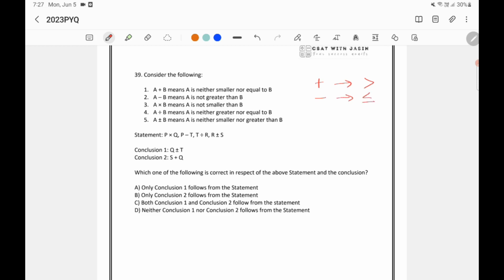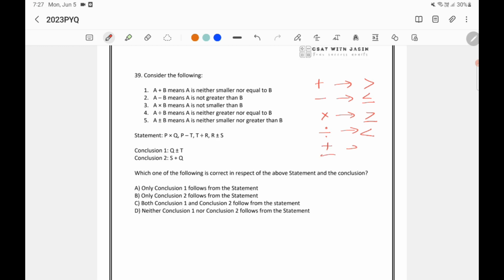Now A into B means A is not smaller than B, so it is greater than or equal to. Now A divided by B means A is neither greater nor equal to B. It's not greater or equal, so it could be less than. So divided means less than. Now A plus or minus B means A is neither smaller nor greater than B. That means plus or minus means equal to, which is not greater or smaller. So it is equal to.